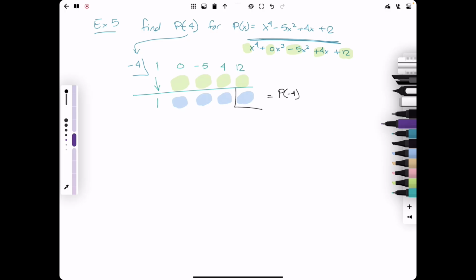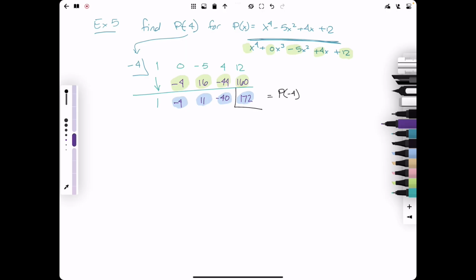Okay, so I brought down the 1. Negative 4 times 1 is? Negative 4. Add 0 and negative 4. Negative 4. Multiply. Negative 4 times negative 4. 16. Positive 16. Good catch. Add those two. Negative 5 and 16. 11. Multiply negative 4 times 11. Negative 44. Add those two parts. Negative 40. Negative 40, right? Multiply negative 4 times negative 40. I know it's going to be positive. 160. Now add those. 172. Right. So P of negative 4 equals 172.